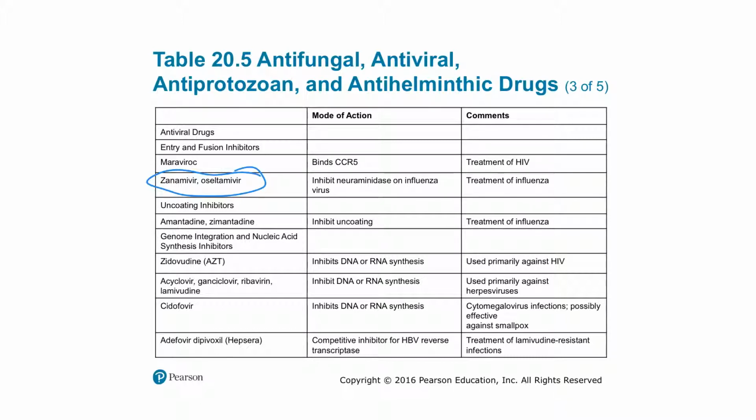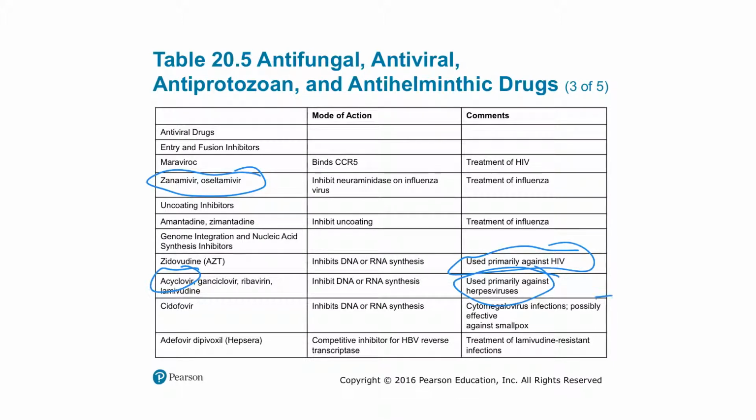There are some other ones there. AZT is primarily used to treat HIV. Acyclovir is one of the ones that we use against herpes viruses, and you don't necessarily want that, so be careful. And then we've got a few other ones that treat some other things.